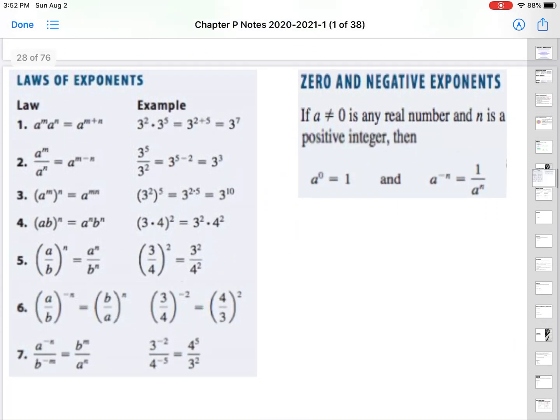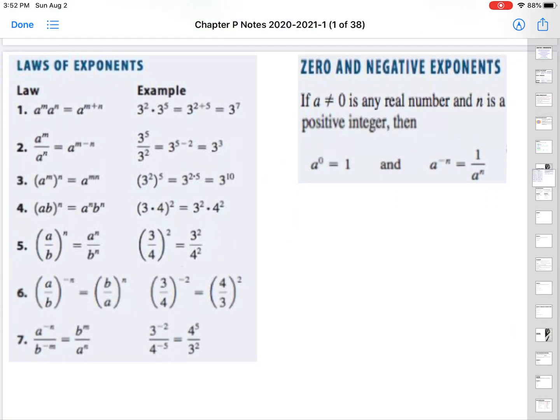We have some laws for exponents. We would have learned this in Algebra 1. I think it was maybe chapter 7. So when we have two powers being multiplied together, so we have a to the m times a to the n, that's really like addition of the exponents. Division is then like subtraction. If we have a power being raised to another power, then we multiply the exponents.